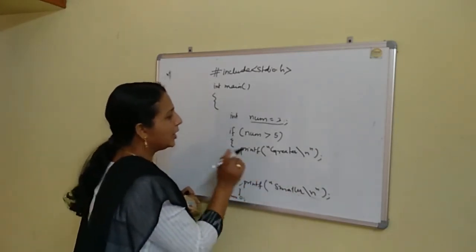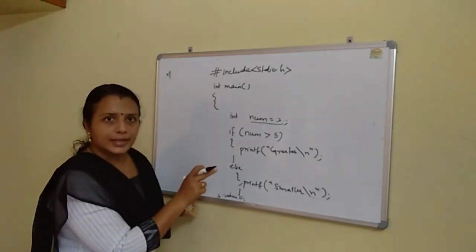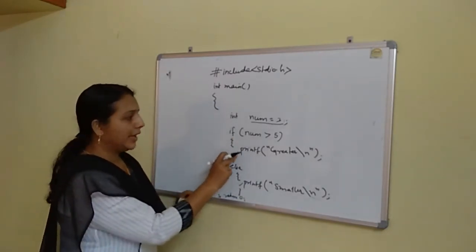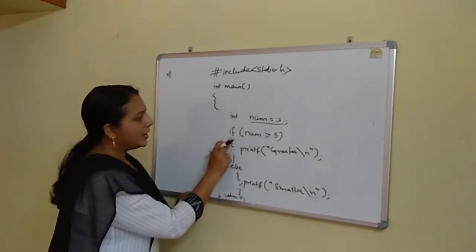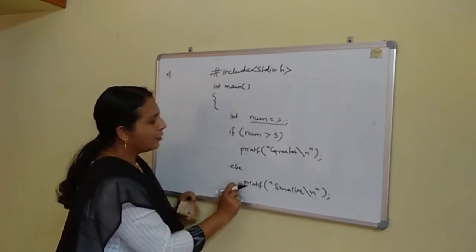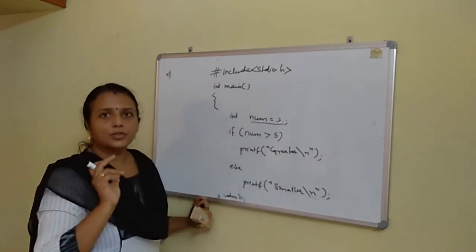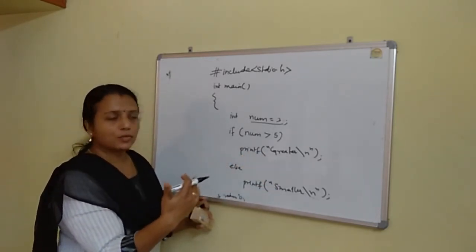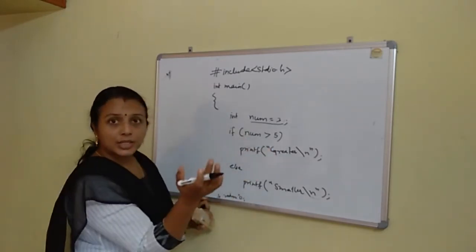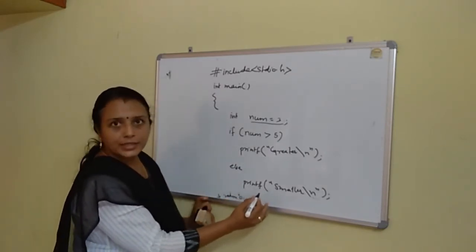And one more thing you have to remember. These curly brackets are not necessary if there is only one statement within the if block and within the else block. Even if you do not put the curly braces, it is going to give you the correct result. When the compilation occurs, it will check num 3 is greater than 5, the condition is false, so it will simply come to the else part, and this printf gets executed.